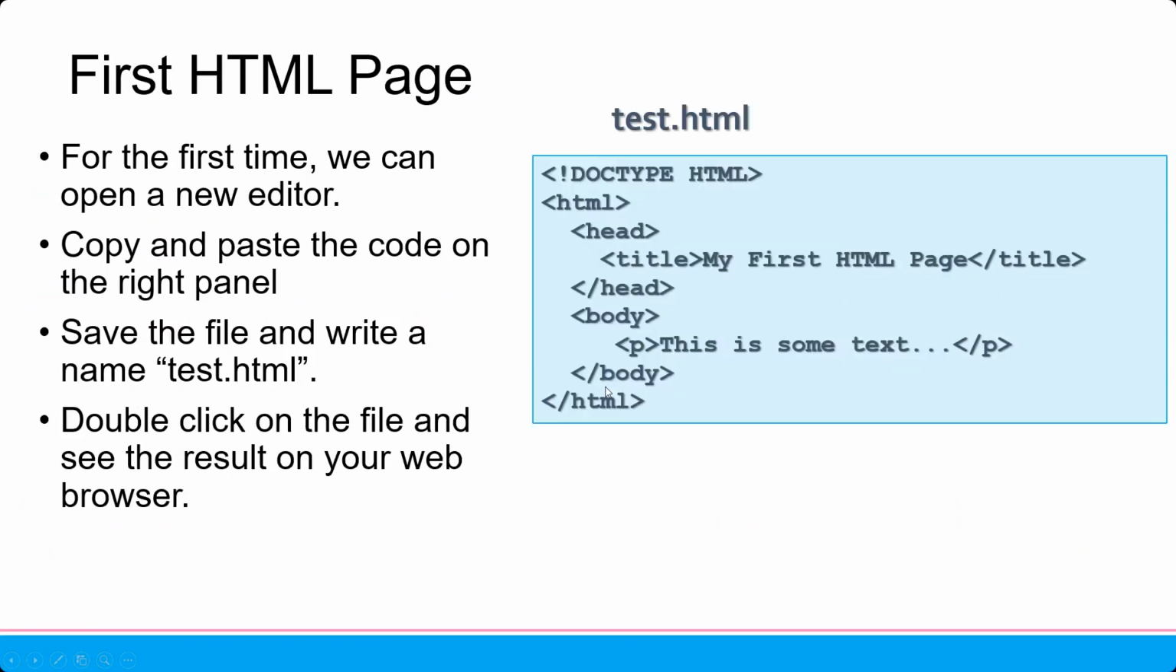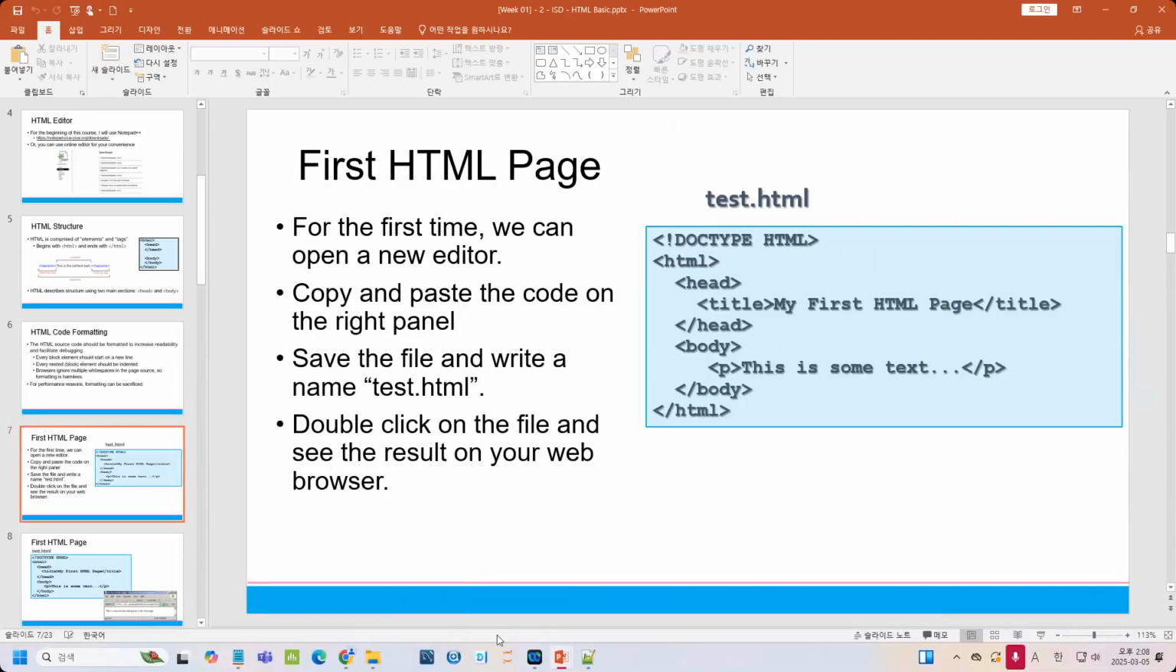Now let's see. For the first time, we can open a new editor, copy and paste the code on this right panel. Let's save the file and write the test.html. Double click on the file and see the result on your web browser. Okay, let's do one by one.